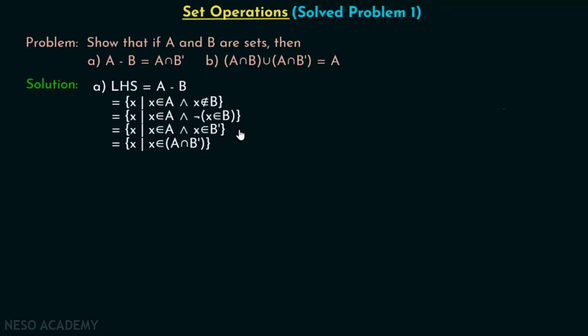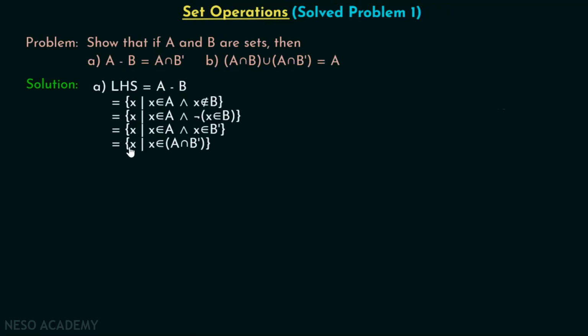So this is the resultant set, that is, the set of all x such that x belongs to A and x belongs to B complement. We can rewrite this whole sentence as x belongs to A intersection B complement. Isn't that so? Because here we have an AND operator. This is x belongs to A and x belongs to B complement. We can say that x belongs to A intersection B complement, right?